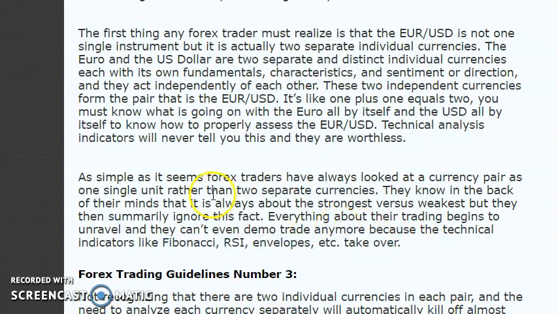So what you have to do is you have to start analyzing each currency separately. If you want to make a trade on the Euro USD, you have to analyze the Euro separately, and then you have to analyze the USD separately. You have to split them up. You have to split up every currency pair into 2 pieces and then analyze each individual currency separately.